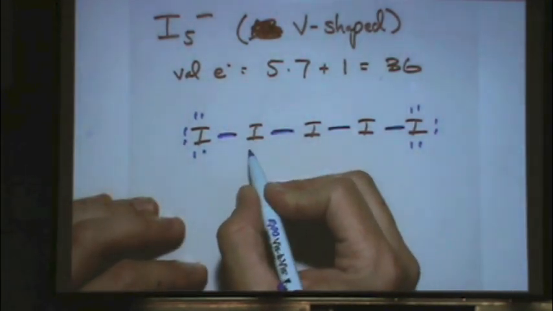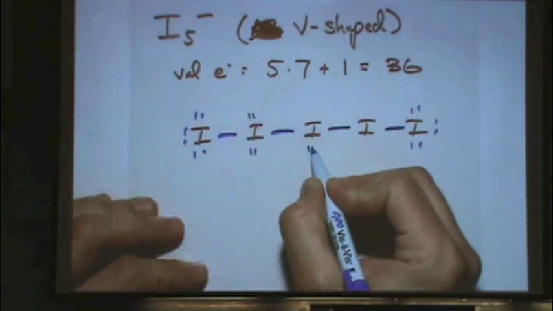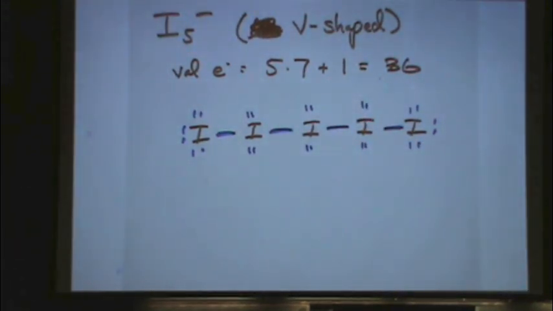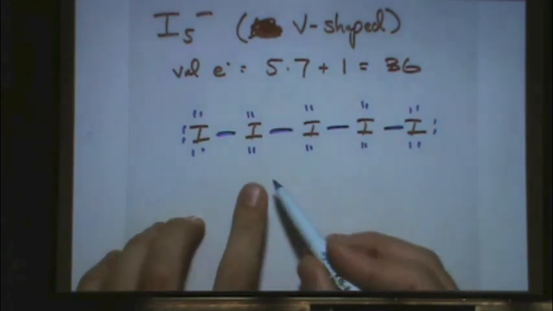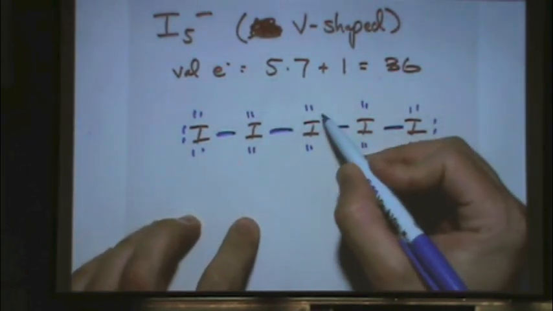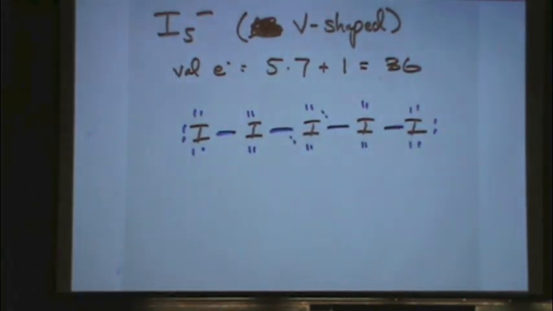Now let's do the inside. 20, 22, 24, 26, 28, 30, 32 of 36. I have 4 more electrons to go. Where do they go? There's 3 center ones. Which center one do you want to put it on? The center one? So you want to do this. Okay, let's do it.